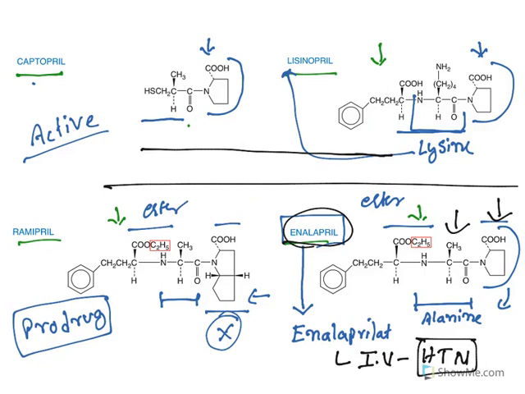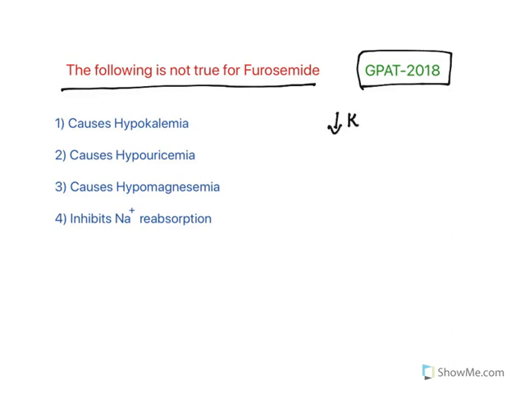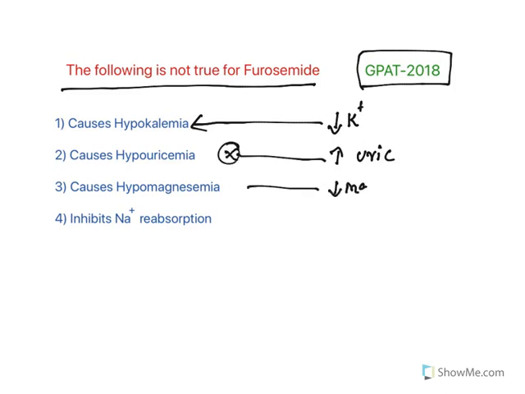Moving further, the next question: which of the following is not true for furosemide? This one was given in GPAT 2018. Now loop diuretics, we have already seen. All the loop diuretics and thiazide diuretics will reduce the amount of potassium in the blood. This condition is known as hypokalemia. Both of them will increase uric acid in blood. It is known as hyperuricemia, but here it is given as hypouricemia. Hypomagnesemia means they reduce the levels of magnesium, and they inhibit sodium absorption.